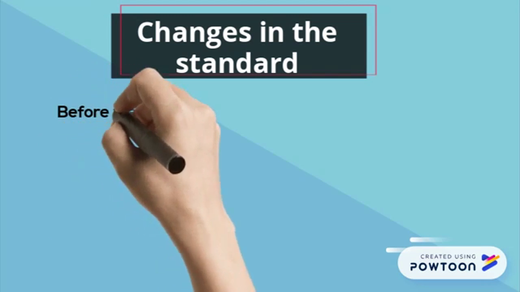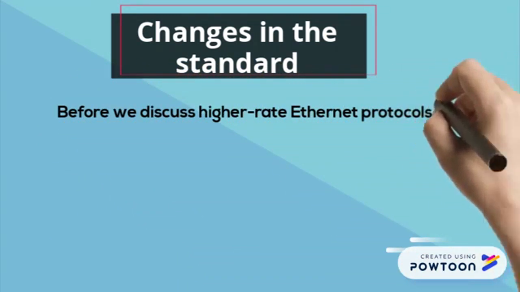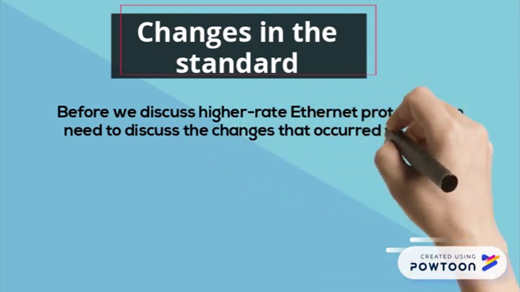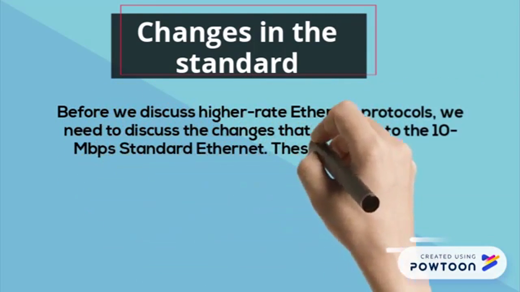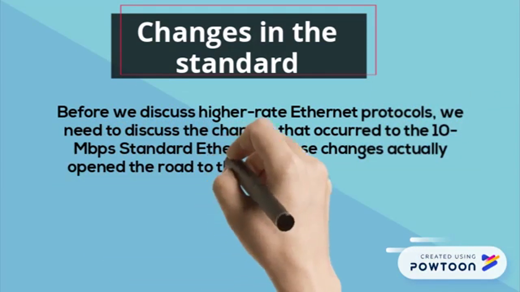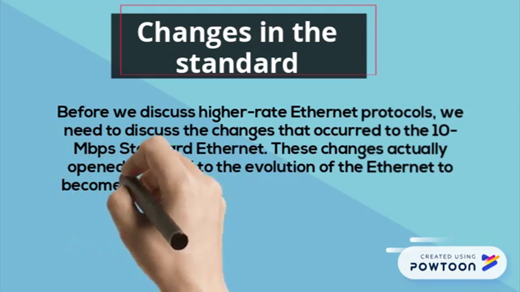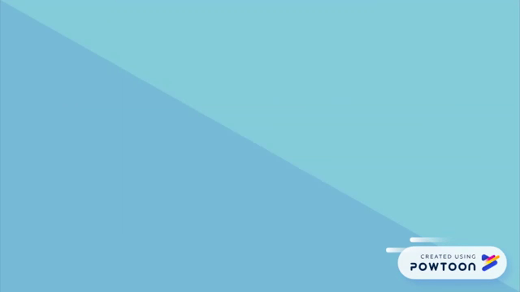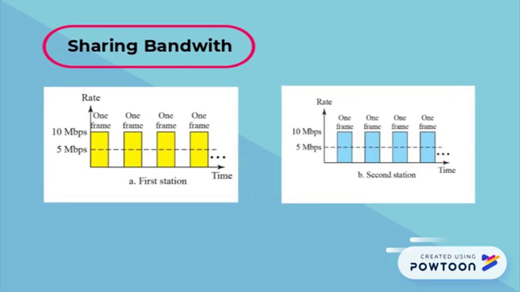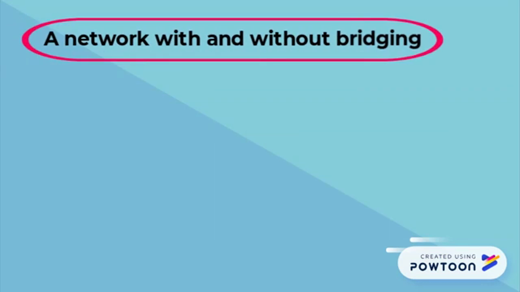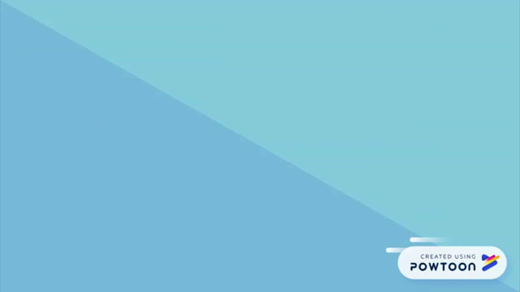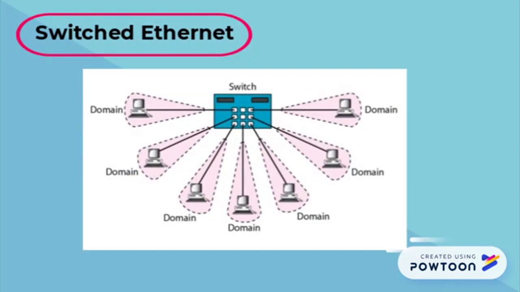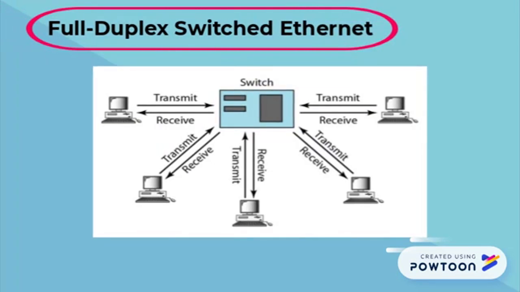Changes in the standard. Before we discuss higher rate Ethernet protocols, we need to discuss the changes that occurred to the 10 Mbps standard Ethernet. These changes also opened the road to the evolution of Ethernet to become compatible with other high data rate lines. First, sharing bandwidth. Second, a network with and without bridging. Third, collision domains. Fourth, switched Ethernet. And fifth, full-duplex switched Ethernet.